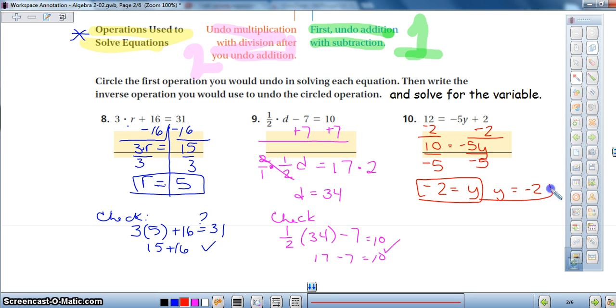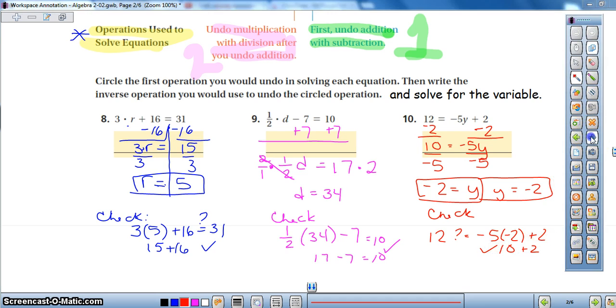Same solution. Again, if we look at our check, anytime you're checking in an equation, and you always will want to do this on a quiz or test, go back to the original equation. And the question is, is it true that 12 equals negative 5 times negative 2 plus 2, or 10 plus 2? And it does check, so that is a solution.